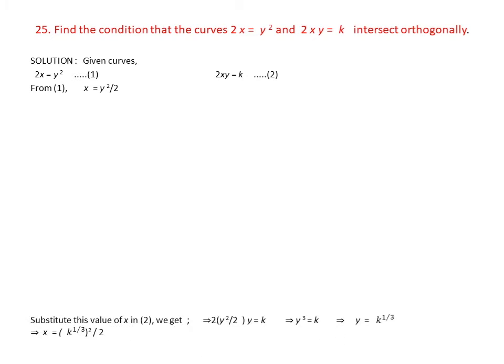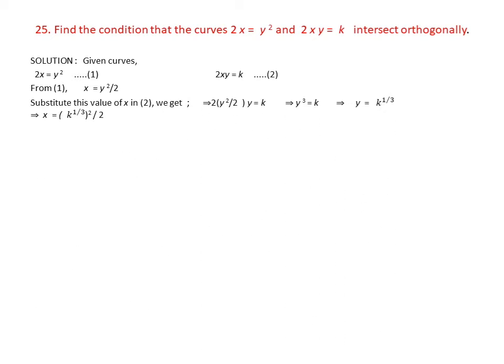From the first one I have made x the subject, which gives me y²/2, and putting it in the second one I get the value of y as k^(1/3). And when I substitute this value of y as k^(1/3) in the first one, I get the value of x correspondingly as (k^(1/3))²/2. This gives me the point in terms of k as (k^(2/3)/2, k^(1/3)). This is the point of intersection which I have obtained over here.